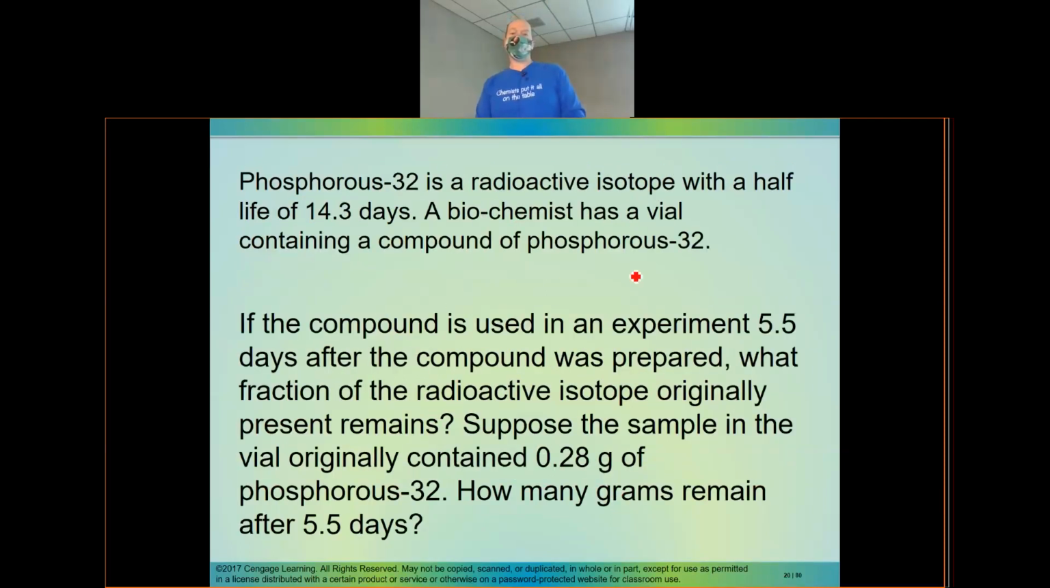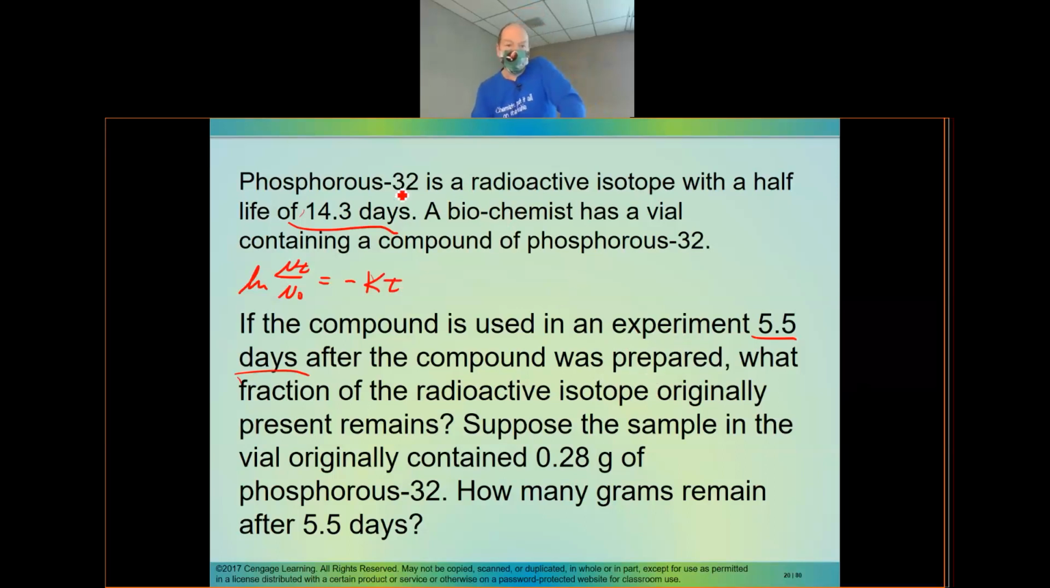All right, so phosphorus 32, a radioactive isotope, has a half-life of 14.3 days. If you have a vial of this compound, and the compound is used in an experiment 5.5 days after the compound was prepared, what fraction of the isotope is present? So here you have your ln of N at time t over N initial. That's equal to negative KT.